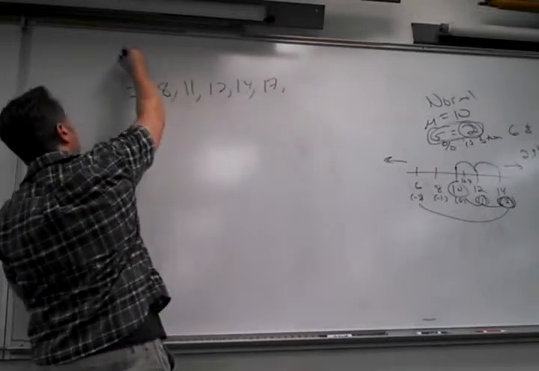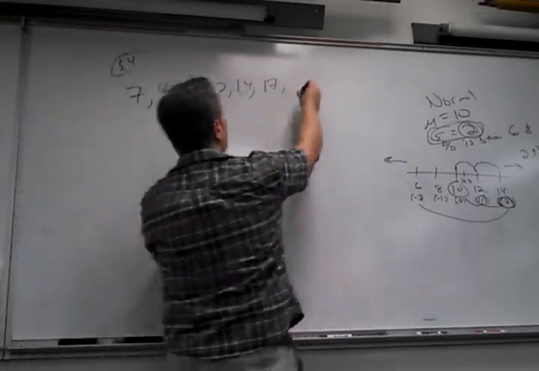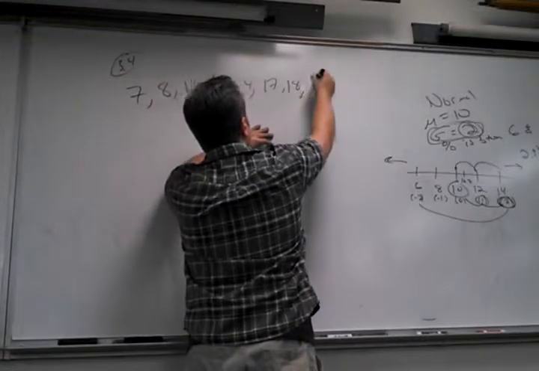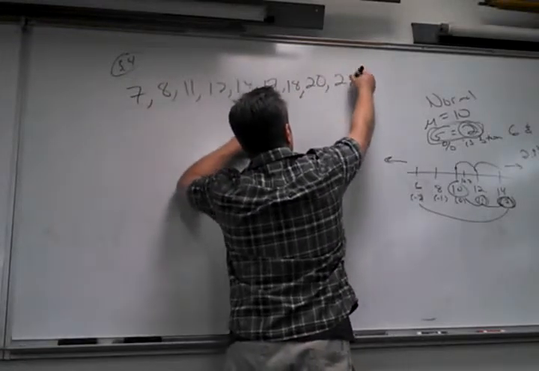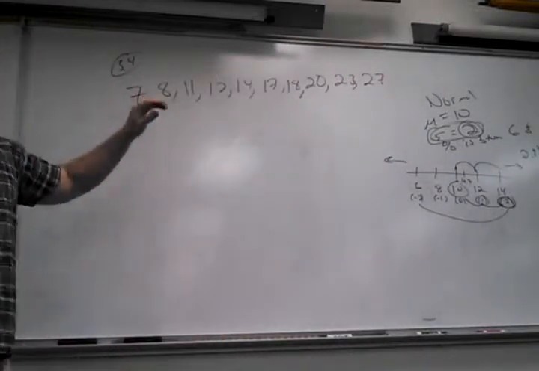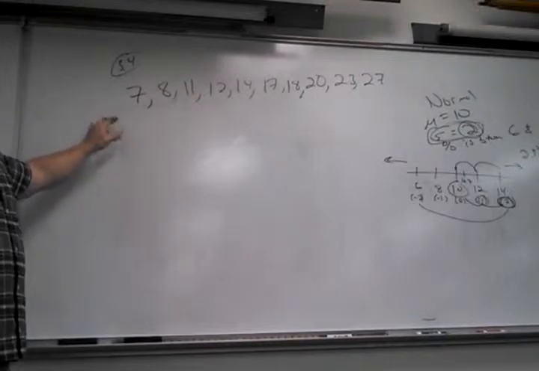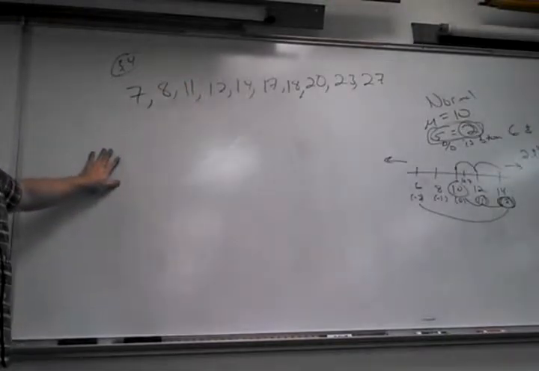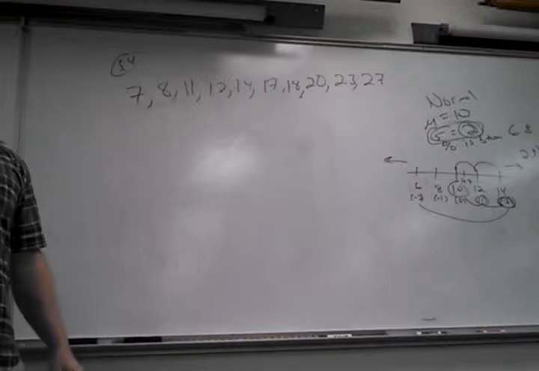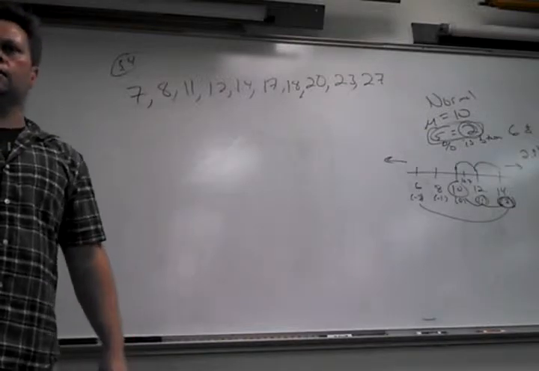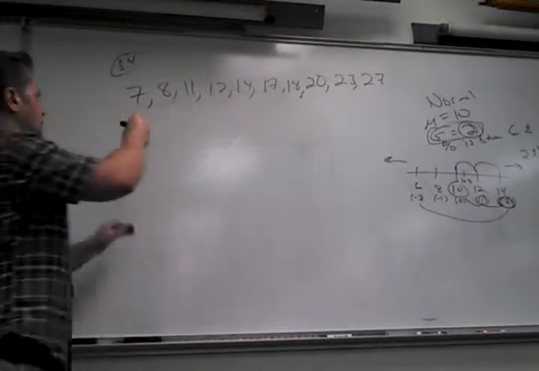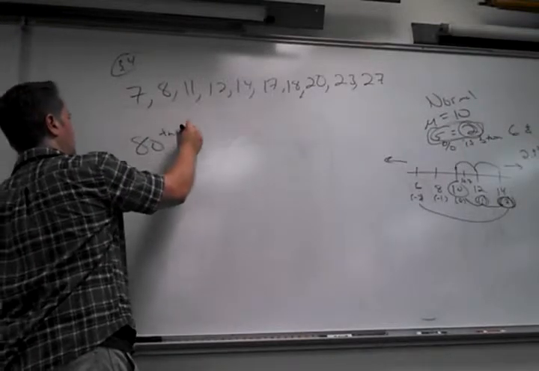This is like section 3.4. Let's see. 5, 6, 7, 8, 9, 10. Good job, Jeff. So there's 10 numbers up there, right? 1, 2, 3, 4, 5, 6, 7, 8, 9, 10. Can somebody tell me your guess as to which number is in the 80th percentile? Which number is in the 80th percentile?